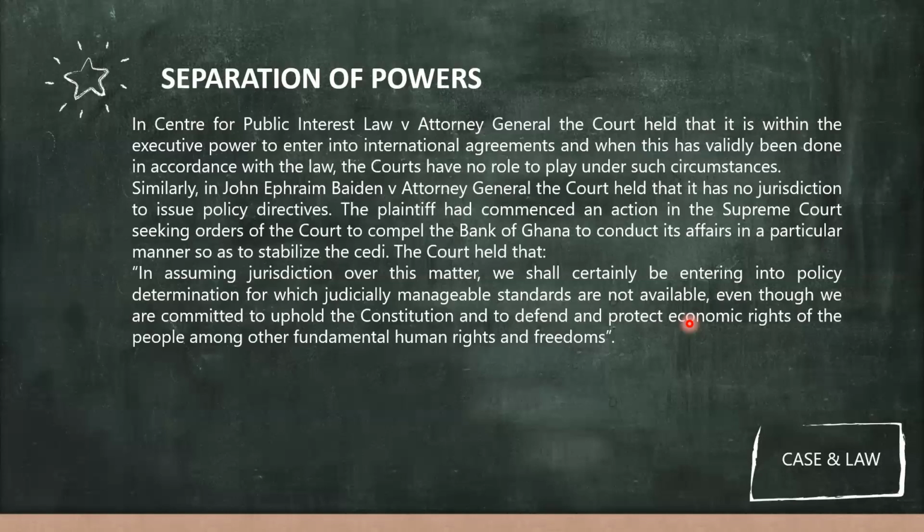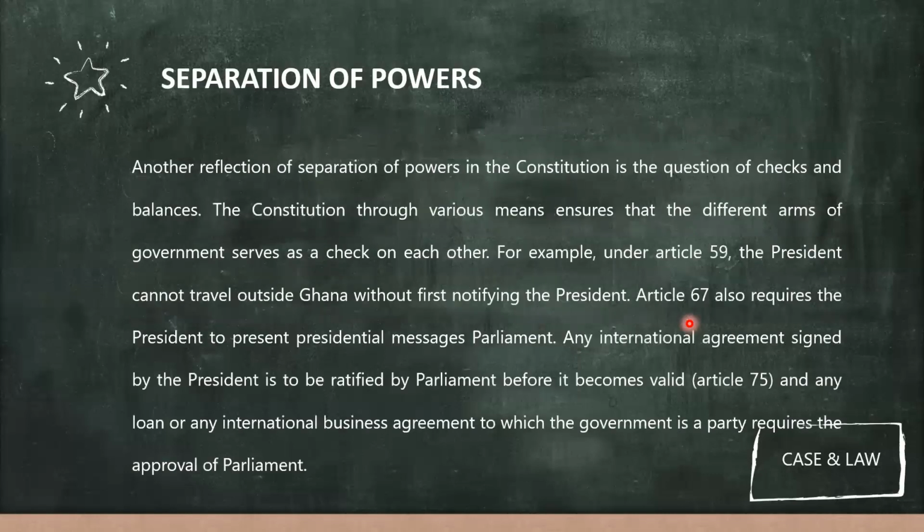Same in John Ephraim Baden. Here, it was also held that the court had no jurisdiction to issue policy directives. It is not the business of the court to do that. It is the business of the executive to do this. So these arms of government have the various roles and functions that they play, and consistently the law has ensured that they are not interfered with or meddled into by other arms of government. So whatever Parliament does is a closed book. The court cannot stretch its long arms to determine for Parliament what Parliament does.